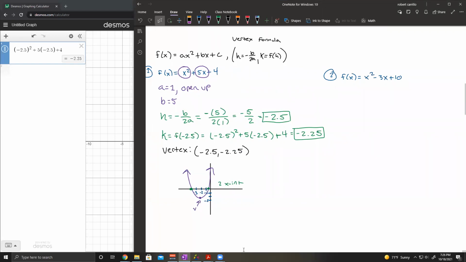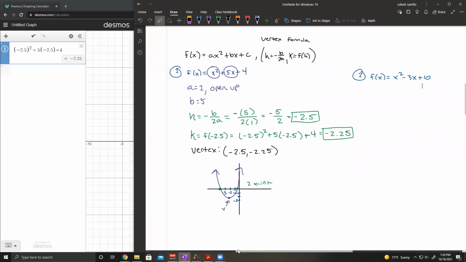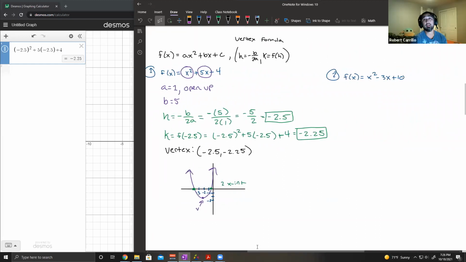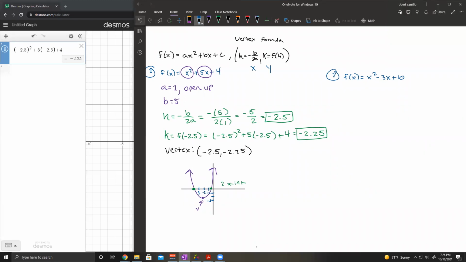X squared minus 3x plus 10, right? Yep. Remember, for your vertex, you can also see it as x, y. The reason we don't label it x, y is so we can have the vertex stand out as its own point. That's why we say H, K is our vertex.